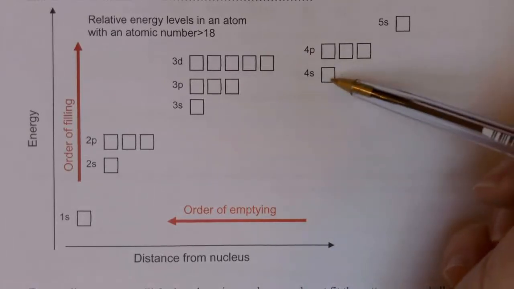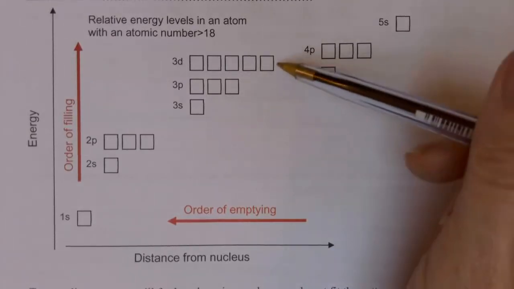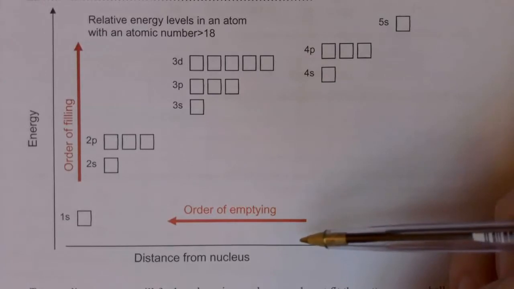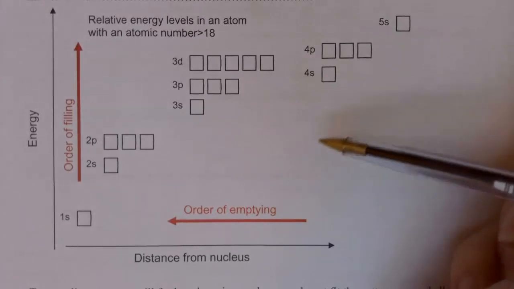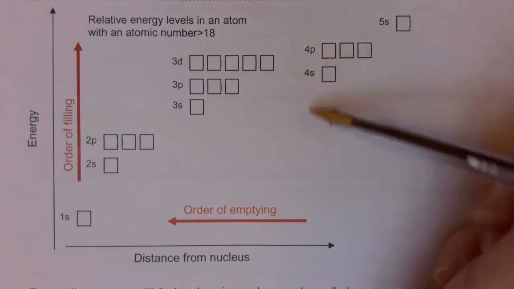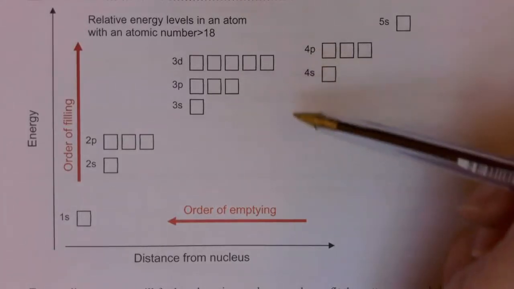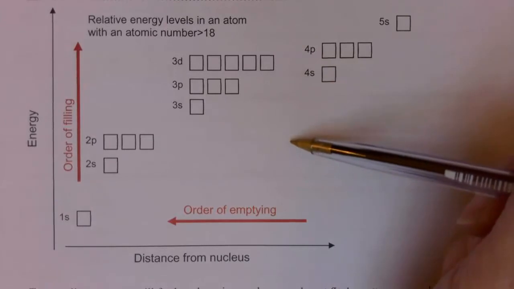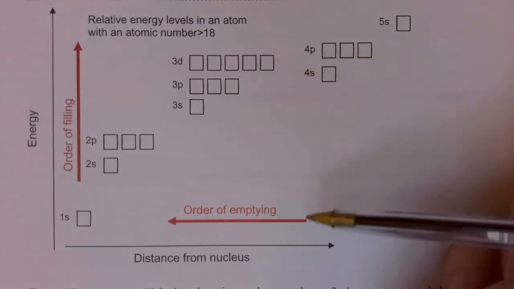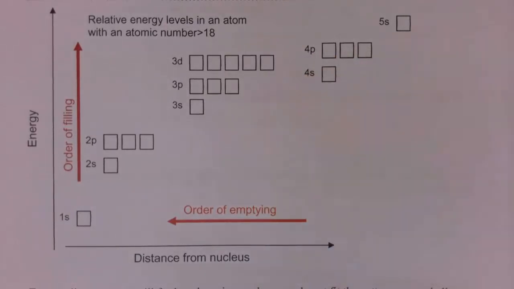When we come to empty them, they empty in the order of distance from the nucleus. And because the 4s is further away from the nucleus than the 3d, it gets emptied first. Also, the process of actually putting electrons into these 4s and 3d orbitals makes them change places. So when we come to take them out, they leave the 4s orbitals first. So first in, first out.